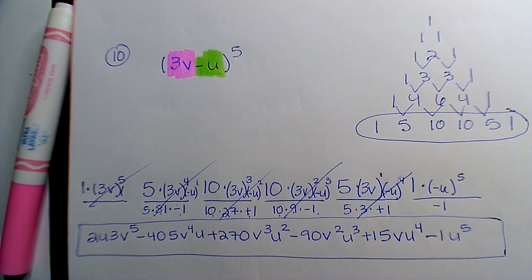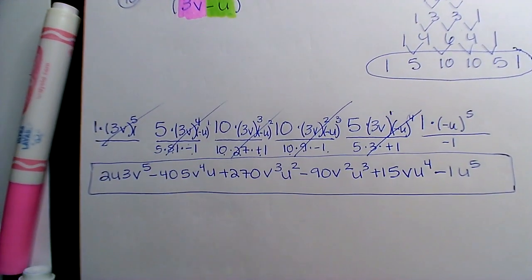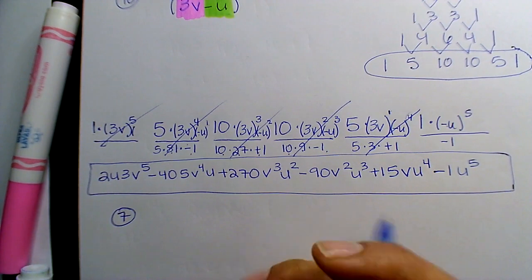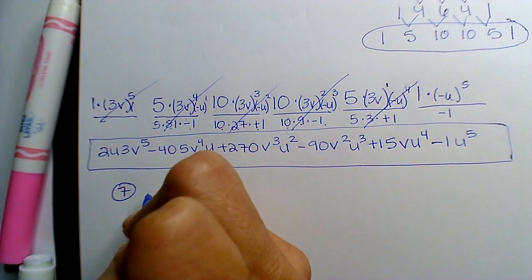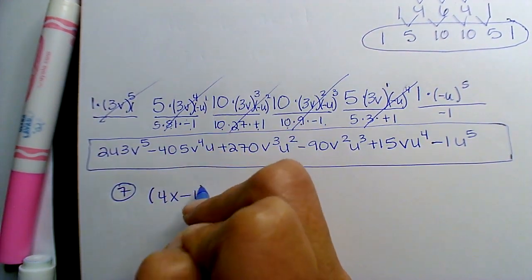Okay, so why don't you guys try number 7? Why don't you try 7, and I'll be a little delayed. Because what time is it? 4x minus 1 to the 4th.